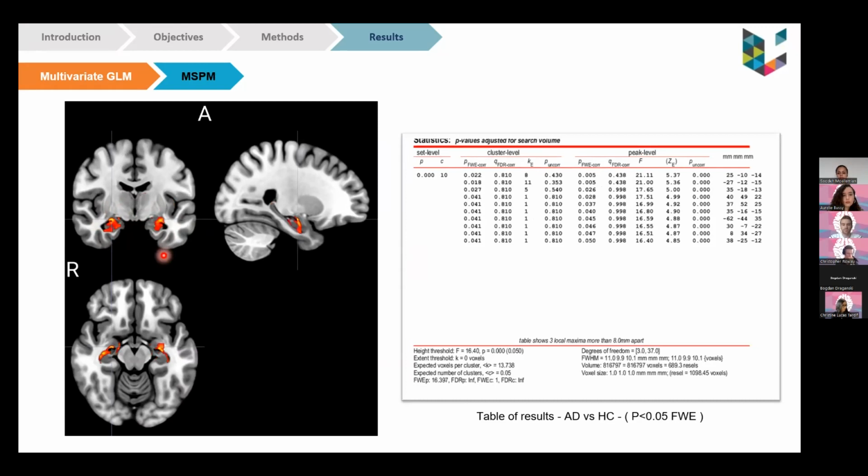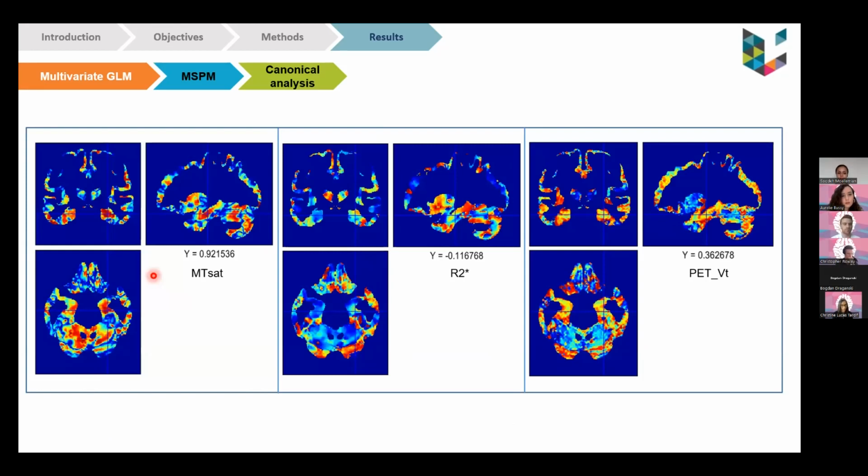The multivariate analysis results in bilateral difference in hippocampus that were significant at voxel level. Here in this slide, you can see how each modality contributed in our multivariate model, showing the MT-sat maps having the most contribution, while the R2* has the least contribution. We cannot say anything about the direction of these contributions yet.